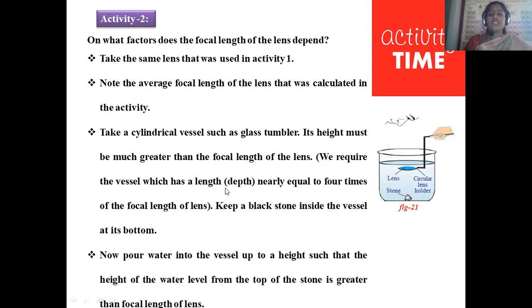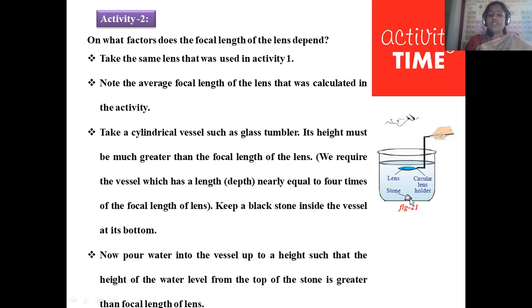So we require a vessel whose length is nearly equal to 4 times the focal length of the lens. Container should be 4 times higher than the focal length of the lens we are taking here. For example, if its focal length is 5, it can be 4 times more, so that the container should be larger than that one. So 20 centimeter distance you have to take here if its focal length is 5, right? In that way we are taking the container height.